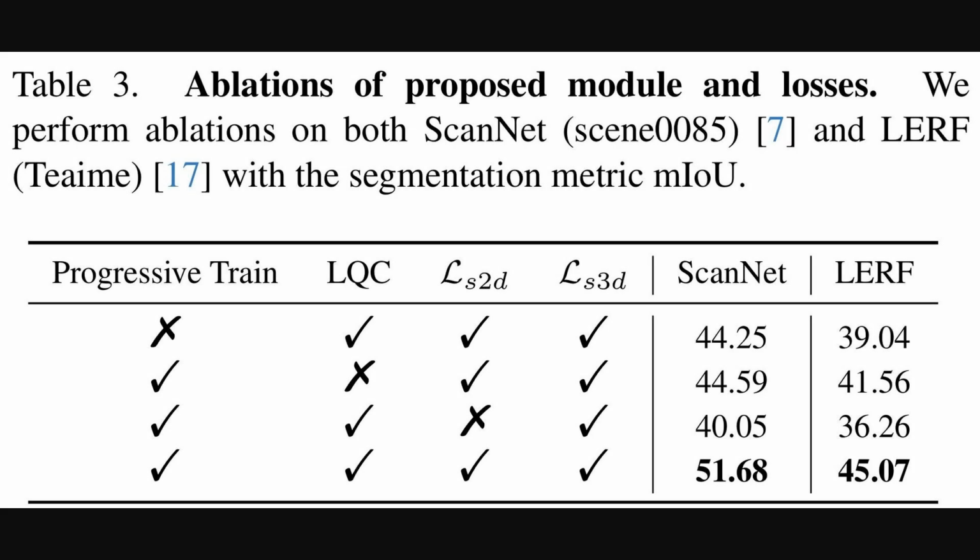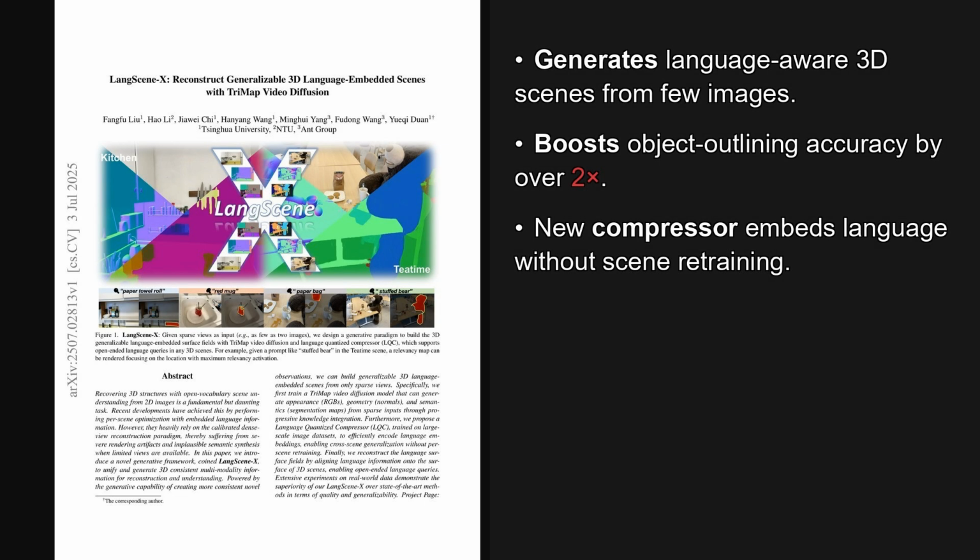Alright, to understand why LangScene-X performs so well, this table presents an ablation study. That's where you systematically remove parts of the model to see how performance changes. The rows show the model with different components removed, like the progressive training, the language quantized compressor, and two different loss functions, which are scoring rules that guide the learning. And the results are clear. Removing any single component hurts the segmentation accuracy. But when all the pieces are working together, as you see in the bottom row, the model achieves the highest scores. So as that ablation study really highlighted, every component is critical for top performance.